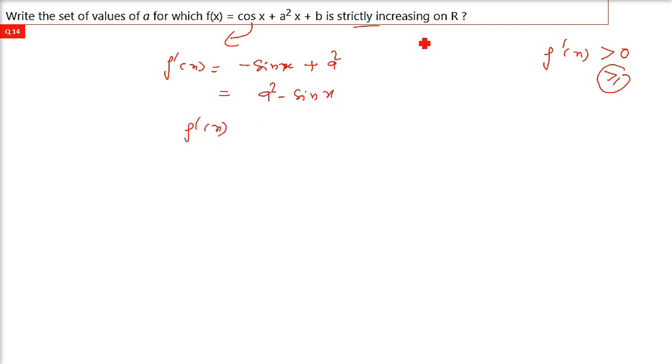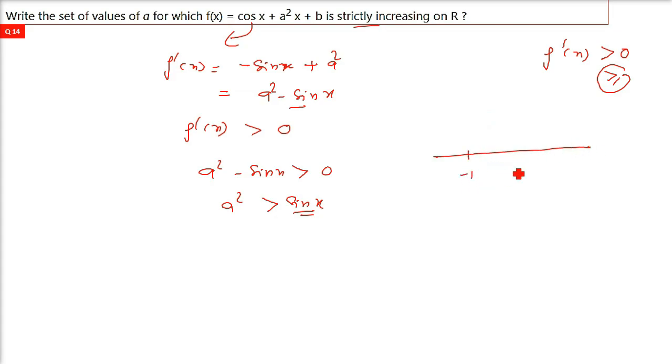This f dash x, if it is increasing or strictly increasing, has to be greater than 0. That is, a square minus sin x should be greater than 0. A square should be greater than sin x. Now, again we came to the same point. Sin x is between negative 1 and 1. Sin x lies between these two. If a square is greater than sin x, what is the highest value of sin x? The highest value of sin x is plus 1. So a square greater than sin x only indicates that a square has to be greater than 1. Bring 1 here, you will get a square minus 1.